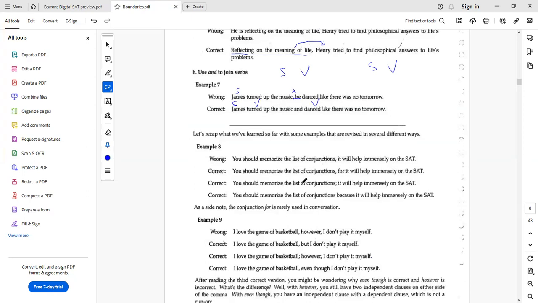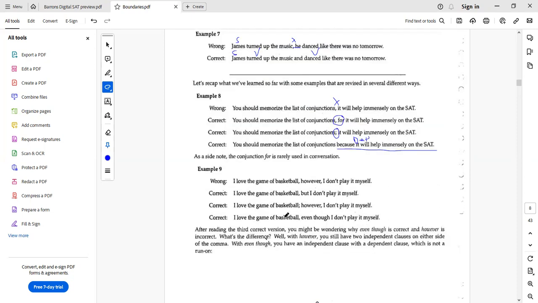Other examples. You should memorize the list of conjunctions. Subject verb, subject verb. Between them, a comma is wrong. What he did, he put a comma and a FANBOYS conjunction, and he put a semicolon. And they changed one of them to be dependent. So he made it in three answers: he put comma, FANBOYS, comma, or he put a semicolon, or he changed one of them to be dependent, starting with because.